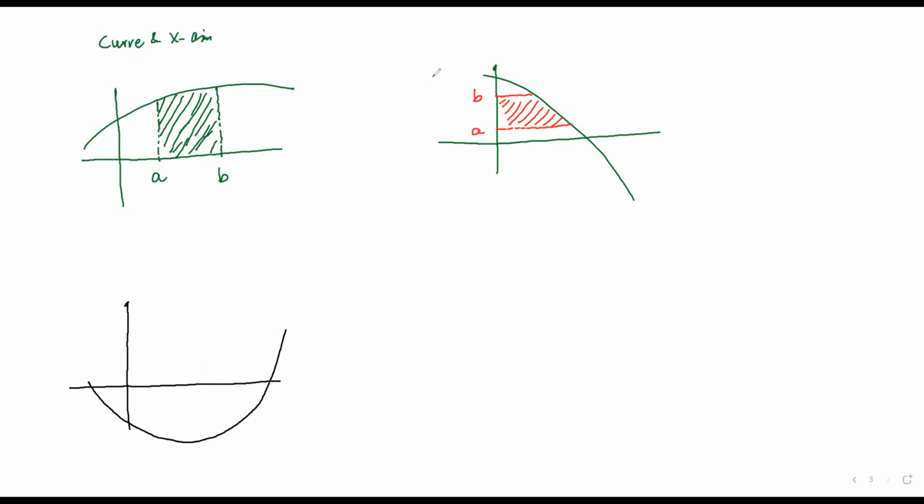Now that is the third rule, when you have to find the area between the curve and the x-axis, but this area is below the x-axis. Suppose you have to find this area from A to B. Here is the third case. And then the fourth case is when you have to find the area between the curve and the vertical axis.